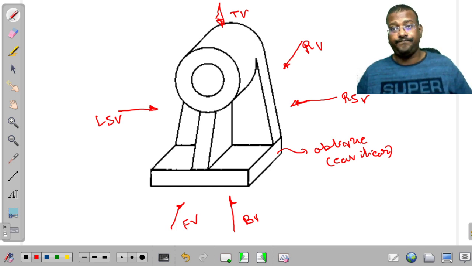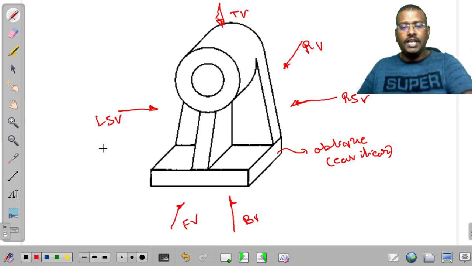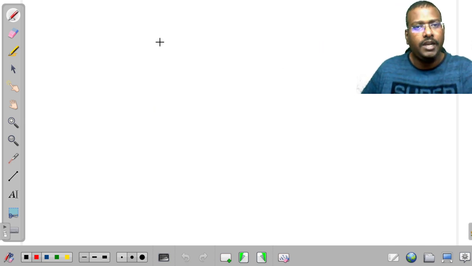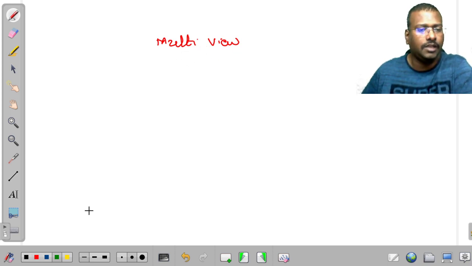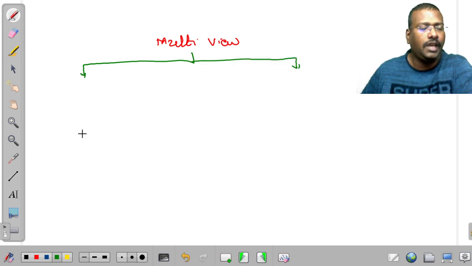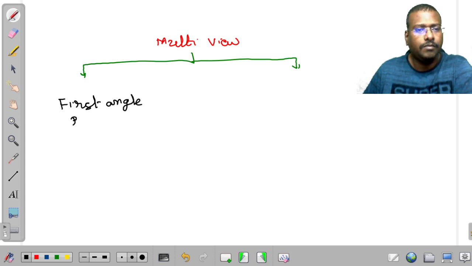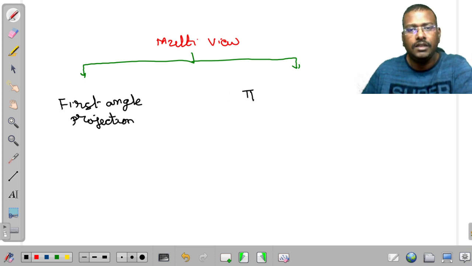Sir, I have a doubt. You said first angle projection and third angle projection. In multi-view projection, there are two types of views again. What are they? The first one is first angle projection. Another one is third angle projection.